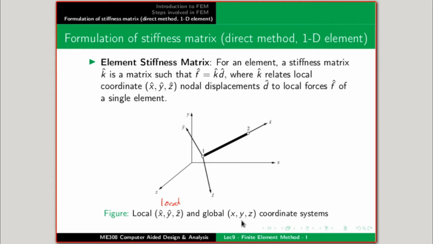We also have a global coordinate system x, y, z. For example, if you have a truss, these are the members of the truss. Now we have a global coordinate system. We can define a global coordinate system for this truss like x, y. So, this is the global coordinate system for this truss.